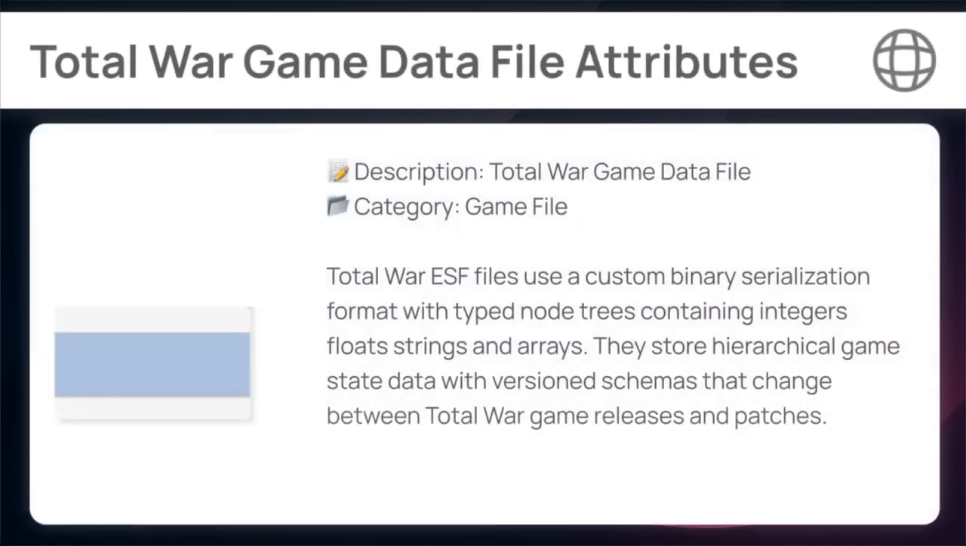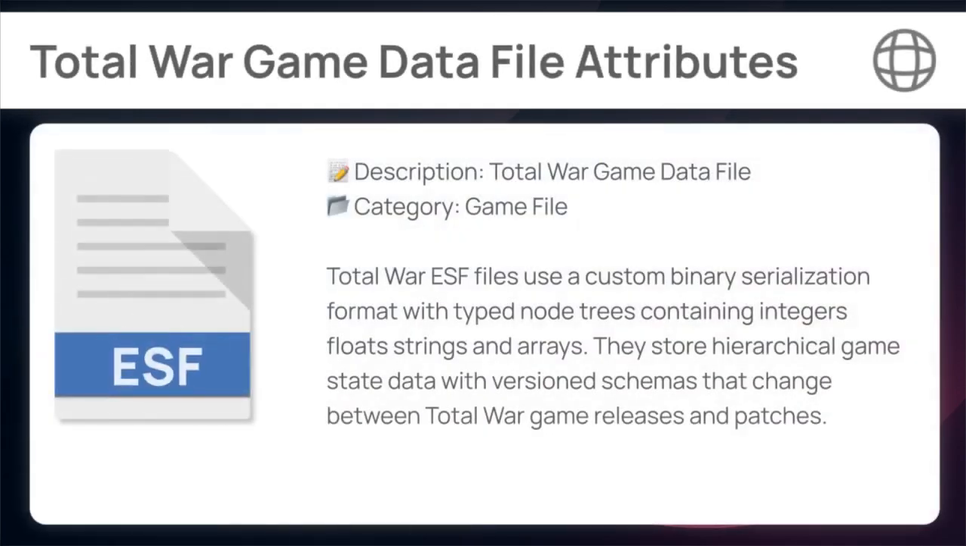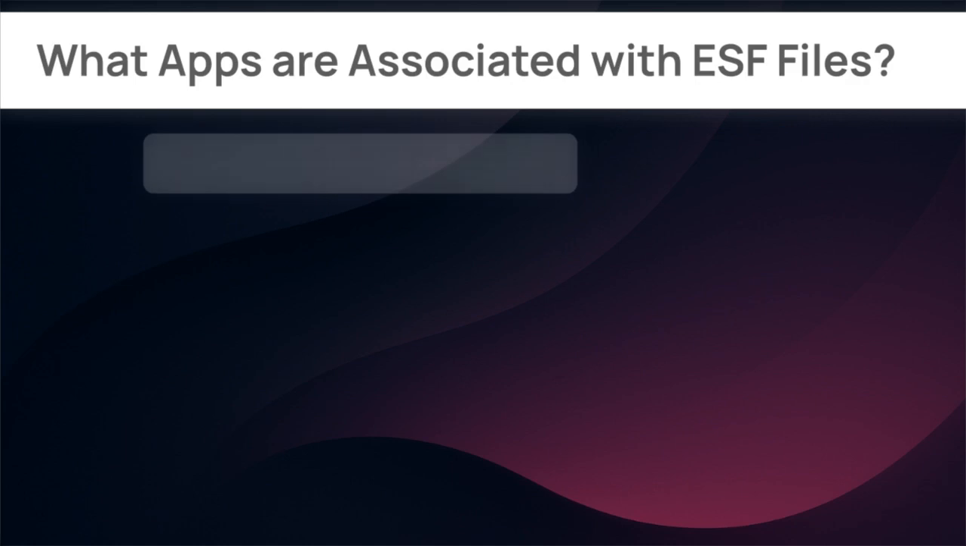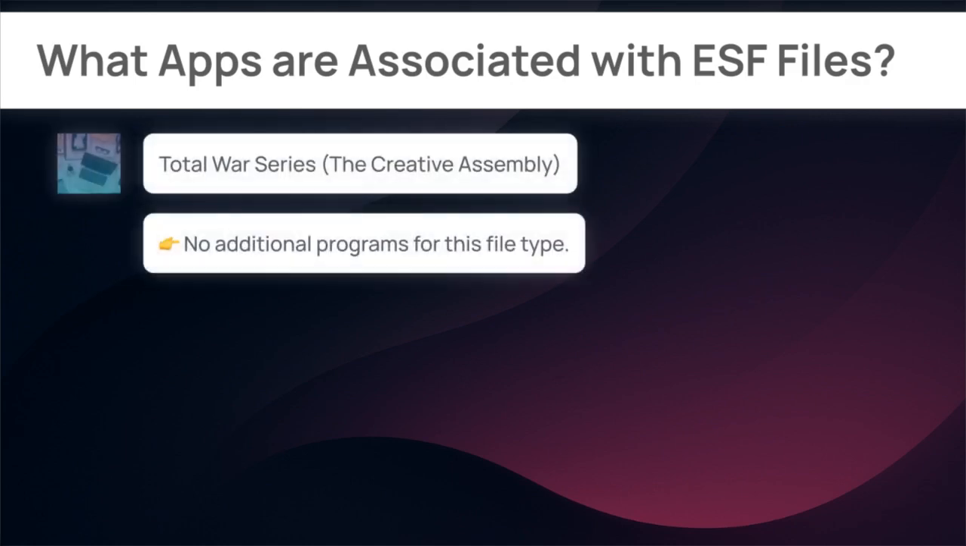Total War ESF files use a custom binary serialization format with type node trees containing integers, floats, strings, and arrays. They store hierarchical game state data with version schemas that change between Total War game releases and patches. The proprietary opener for the ESF file structure is typically Total War series by the Creative Assembly.